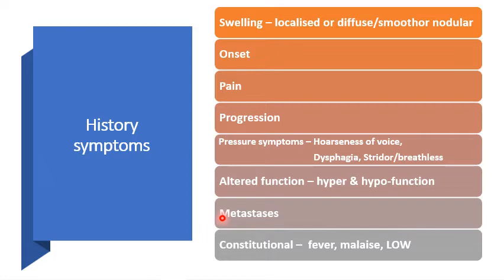Then looking for metastasis in the cervical lymph nodes is the most important. The 6 or 7 groups of lymph nodes in the neck must be carefully examined and look for evidence of metastasis. And lastly are the constitutional symptoms associated with this: malaise, fever, loss of weight, and generalized feeling of unwellness.